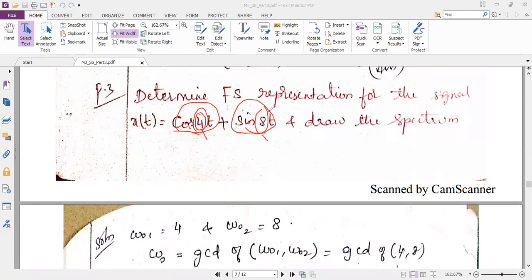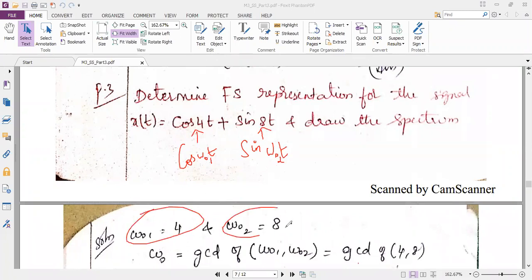If I have two terms, at least my frequency should be the same. Here the frequencies are different. If the frequencies are different, I should be able to get the common frequency. Generally the cos expression we represent as cos omega naught t, and sine as sine omega naught t. Since I have two frequencies, I will write omega naught 1 and omega naught 2. Comparing this standard equation with the given question, omega naught 1 is equal to 4 and omega naught 2 is equal to 8.